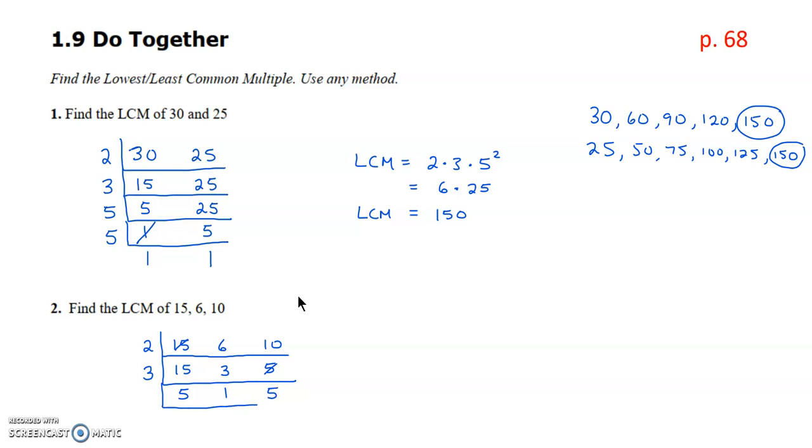We're almost done here. We can divide by 5 now. 5 divided by 5 is 1. We just bring down that 1. 5 divided by 5 is 1. We are finished here. My lowest common multiple is 2 times 3 times 5. 2 times 3 is 6, times 5 is 30. So my lowest common multiple of 15, 6, and 10 is 30.